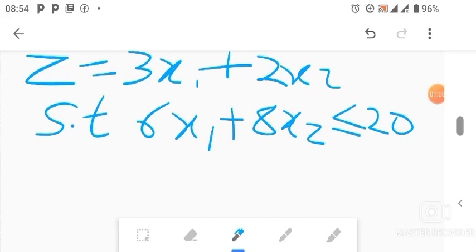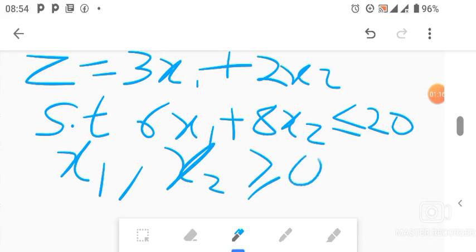Imagine you have this kind of question and then they write these details: x1, x2 should be greater than or equal to 0, and then they put this statement: all integers. How do you approach such a question?